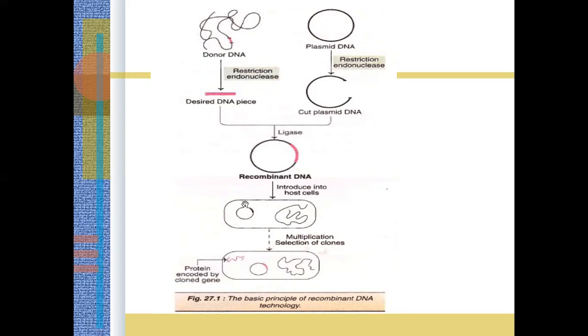Now here you can see a host bacterial cell is shown. This recombinant DNA, in the plasmid vector, is now introduced into the bacterial cell. Once it gets entry into the bacterial cell, it will replicate itself into multiple copies, and with the expression, it will produce the proteins through the translation process. So you can see the protein which is encoded by the cloned gene. In this way, the desired protein can be created in large quantity using recombinant DNA technology.